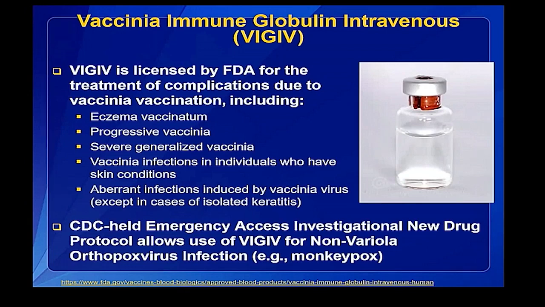Vaccinia immune globulin is another product. VIG IV is licensed by the FDA for the treatment of complications due to vaccinia vaccination, including those listed here. CDC similarly holds an emergency access investigational new drug protocol to allow the use of VIG IV for non-variola orthopoxvirus infections, including monkeypox. And this product may be used in unique cases, severe cases, as adjunctive therapy or otherwise.